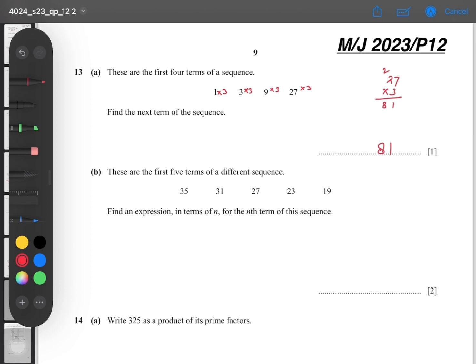Part B. These are the first 5 terms of a different sequence: 35, 31, 27, 23, 19. Find an expression in terms of n for the nth term of the sequence.